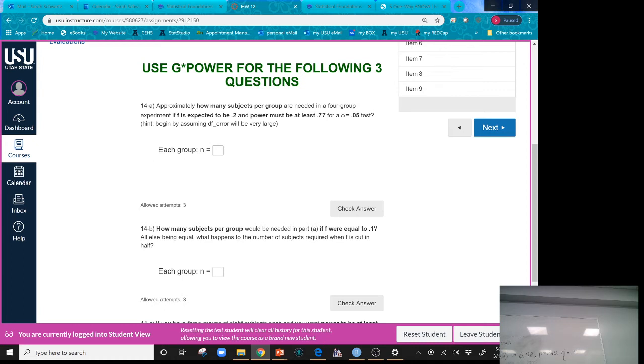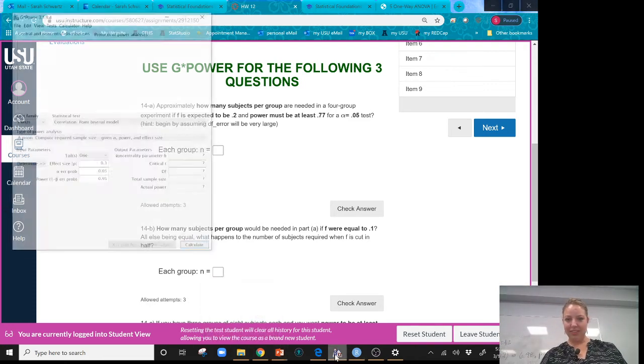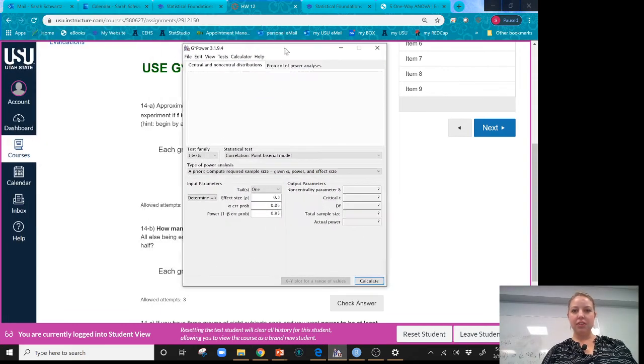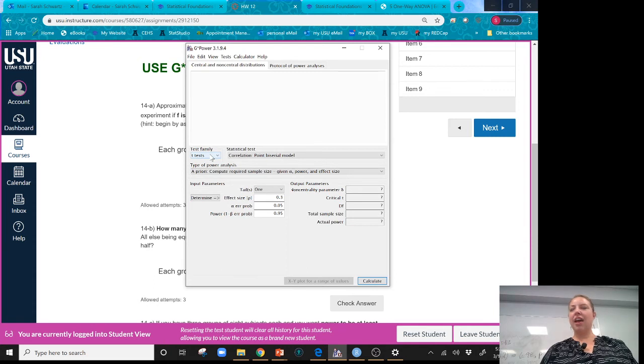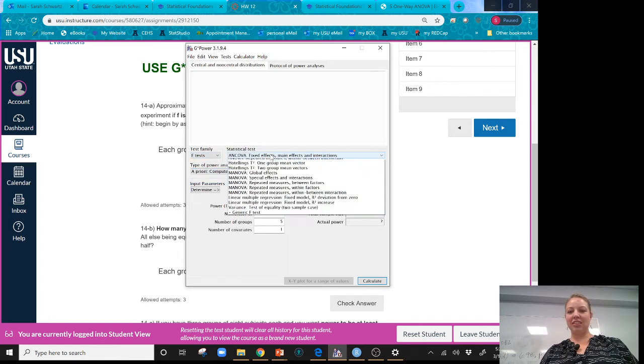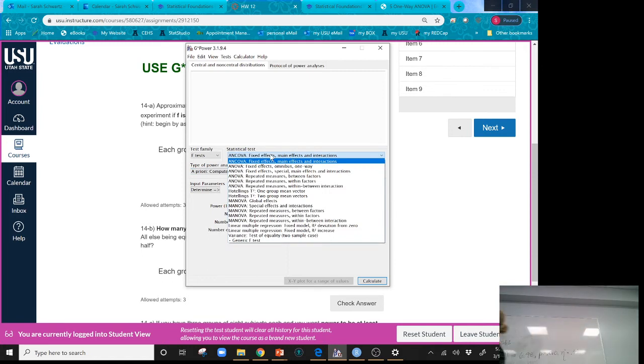Approximately how many subjects per group? What are we solving for? N. Are needed in a 4-group experiment. What's 4? What letter? K. 4 groups. If F is expected to be 0.2 and power must be at least 0.77 for an alpha equals 0.05 test. Let's go to G-power and see. G-power. Okay. Is this test family a t-test? No. What should we change it to? F-test. ANOVAs are F-tests. What statistical test are we going to be doing? There's a lot to choose from.